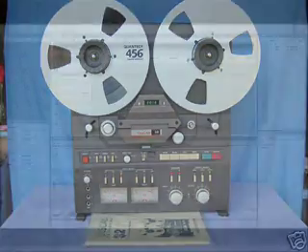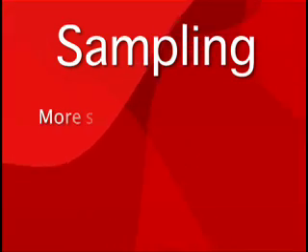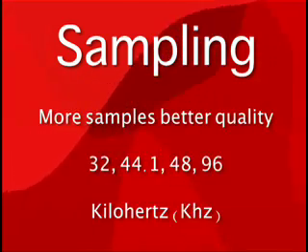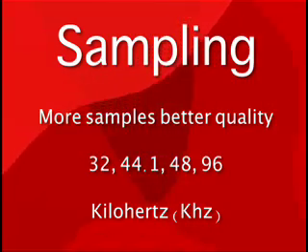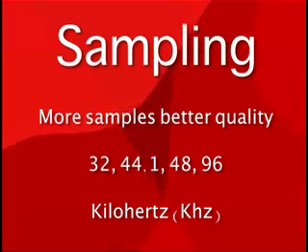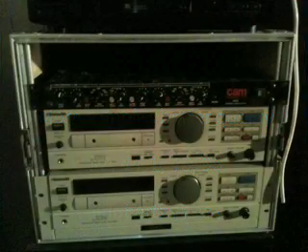We can also record audio digitally, and digital audio samples sound waves and gives these samples numerical values, or the binary code. The more the signal is sampled, the higher the quality. So sampling rates are very important, and they're measured in kilohertz. 32, 44.1, 48 kilohertz are examples of sampling rates, and we record to things like DAT, CDs, DVDs, flash cards, and MP3.